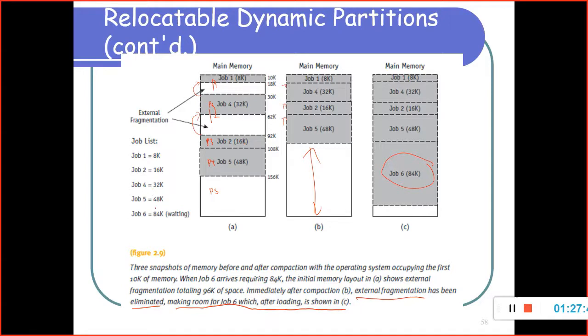You have 1, 2, 3, 4, until they're missing job 3, but just imagine this 1, 2, 4, 5, 6. Job 6 84K. So they remove all the external fragmentation and combine it into one big partition, so that job 6 84K can be loaded into the main memory.